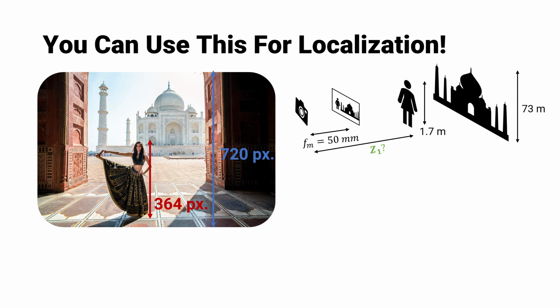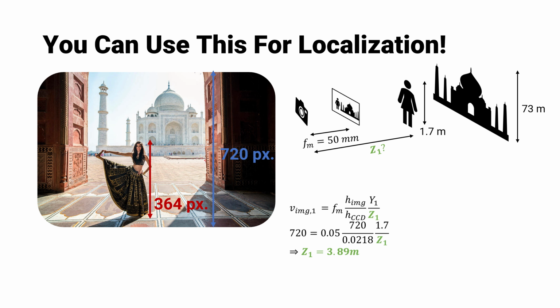Can you use this newly found superpower to backtrack where people took photos in front of the monument? Because you might want to take a similar picture. Let's do a similar setup as we saw before. You know the focal length is 50 millimeters. You know the height of the person is 1.7 meters. You know the height of the Taj Mahal is 73 meters. How far did we take the picture from?